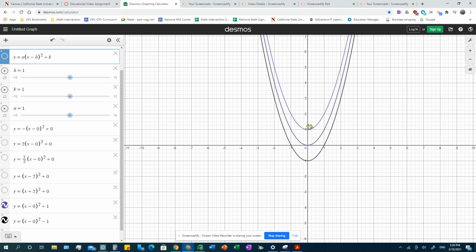So there you go. Those are the terms that pop out when you're looking at the vertex form equation. Ta-da! Done in 5 minutes.